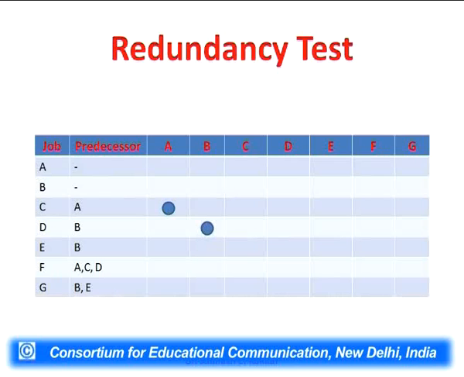Okay, now D has B, so under B we have written a circle. Similarly, F has A, C, D. Here we are showing 3 activities which are coming out of activity F. So under A, under C and under D we'll put the circles. So this has been done. Now G also has B and E. Again, B and E will get the circles.